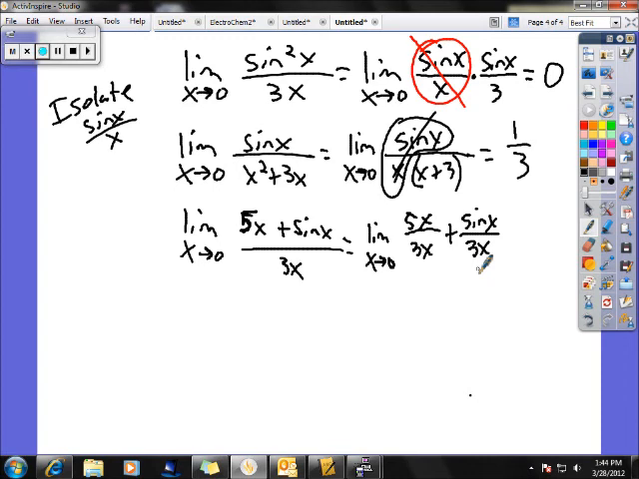So now what do we have here? We can cancel these x's, so I just have a 5/3 there. And the sine x over x cancels, and I'm left with 1/3 here. Now there's no more x to plug in. So 5/3 and 1/3 would be 6/3, which is 2.